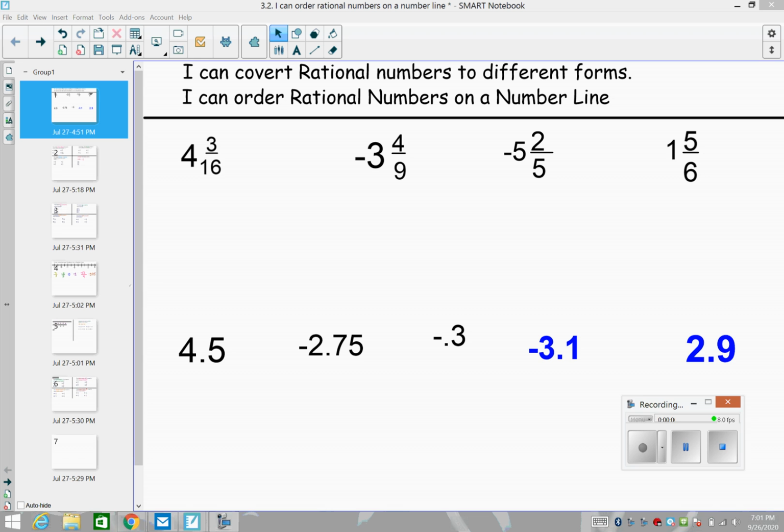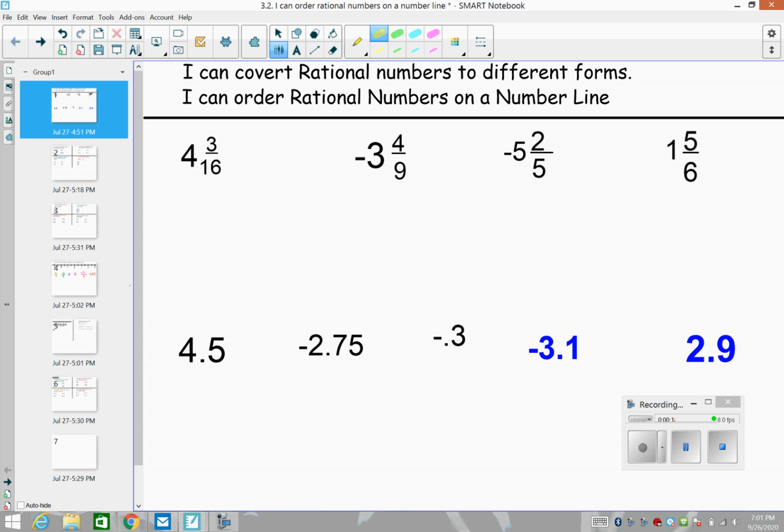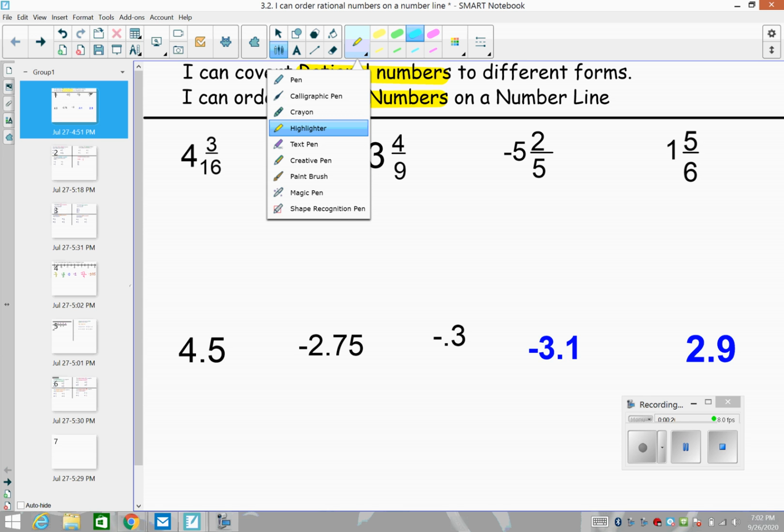Our target today is: I can convert rational numbers to different forms, and I can order rational numbers on a number line. We've been just recently learning what it means to be a rational number. If we take a look at this word here, we talked yesterday about comparing rational versus irrational numbers.